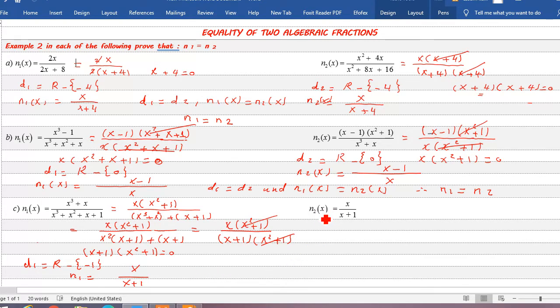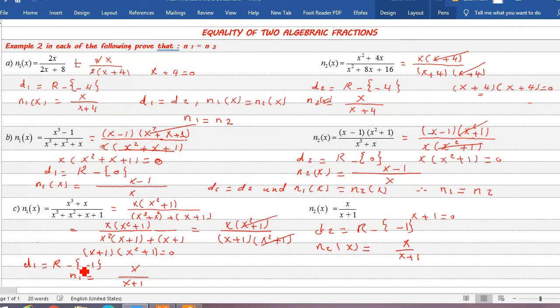Next, this does not have a simplest form. Find the domain of this function. Put x plus 1 equals 0, or find the zeros of the denominator, so x plus 1 equals 0. What is the number that makes this equal 0? x equals negative 1. Then D2 equals R minus the difference negative 1, and N2 of x equals x over x plus 1.